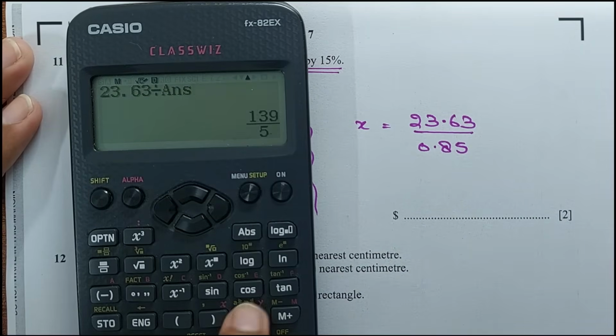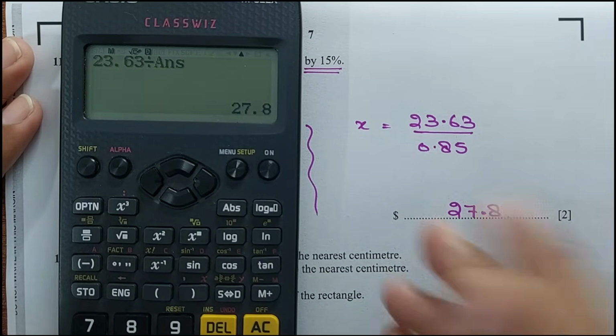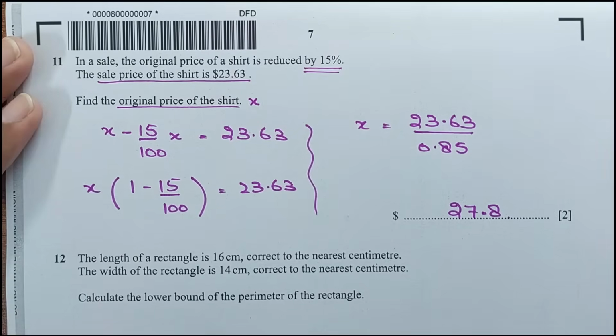23.63 divided by answer. So that price is $27.80. That is the original price of the shirt before the sale.